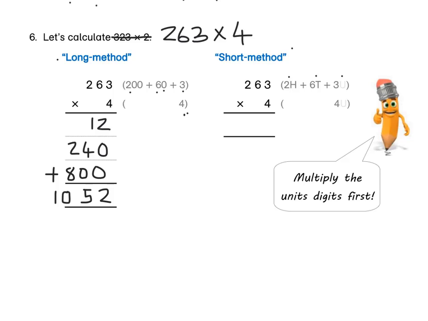Using the short method, now we must think of each one as a single digit in its place value column. So 4 times 3 units gives 12 units, or 1 ten and 2 units, so we carry the 1 to add next. 4 times 6 tens gives 24 tens, plus another 1 ten gives 25 tens, or 250. 4 times 2 hundreds gives 800, plus another 2 hundreds gives 1000, or 1052. So we get the same answer for both.